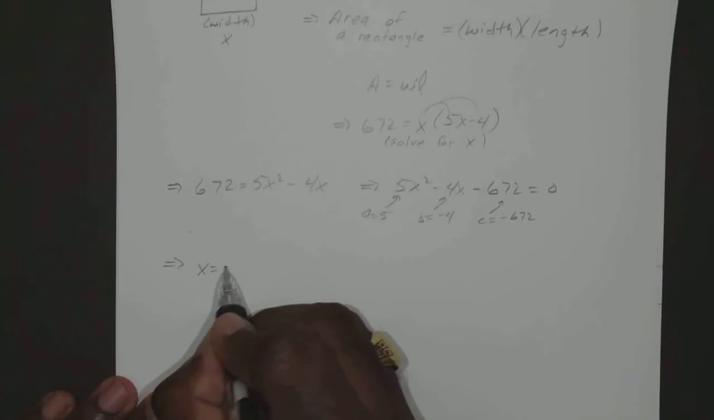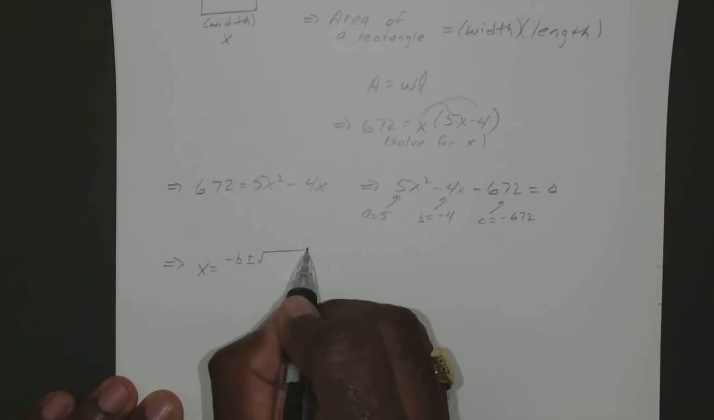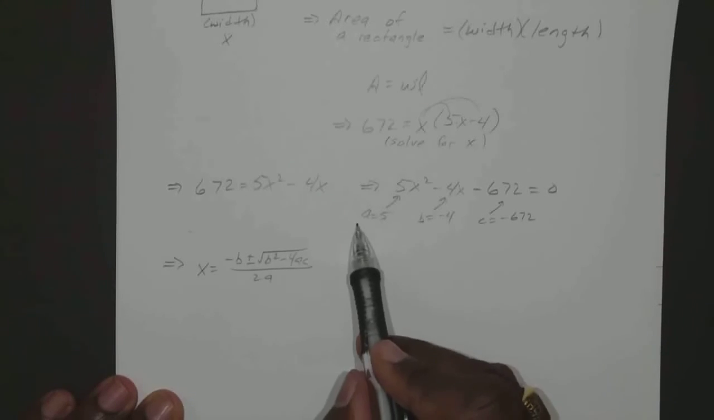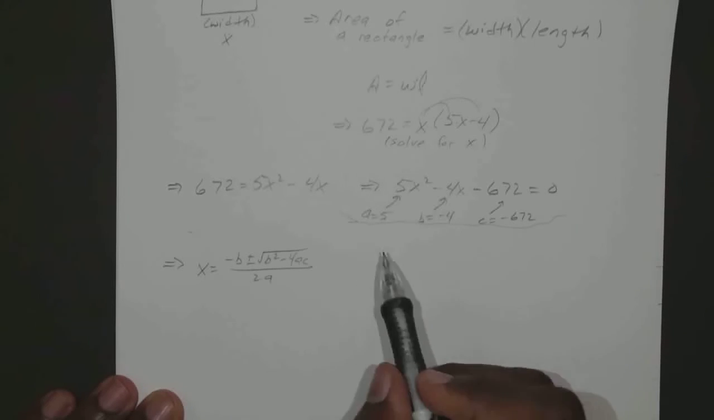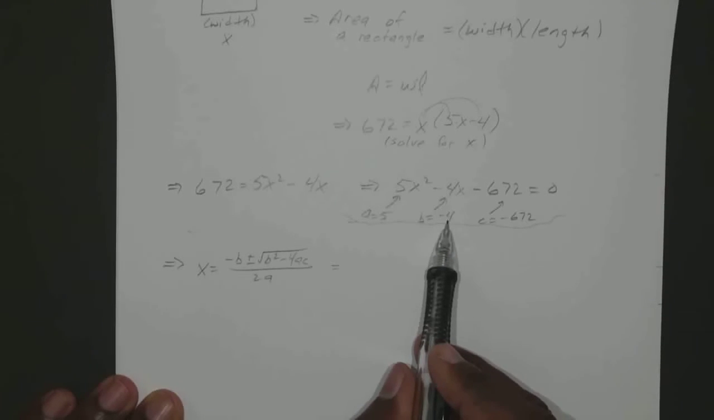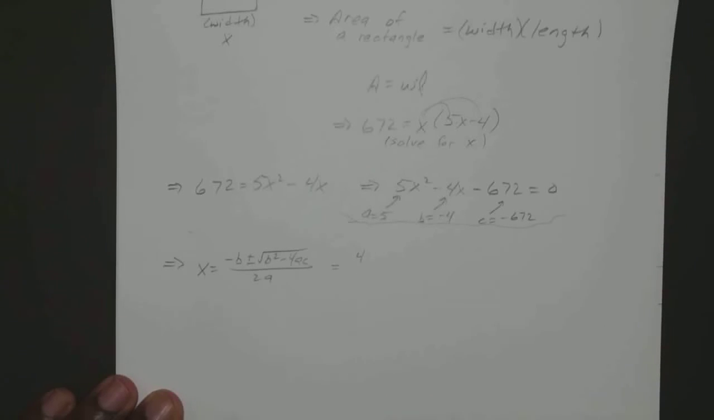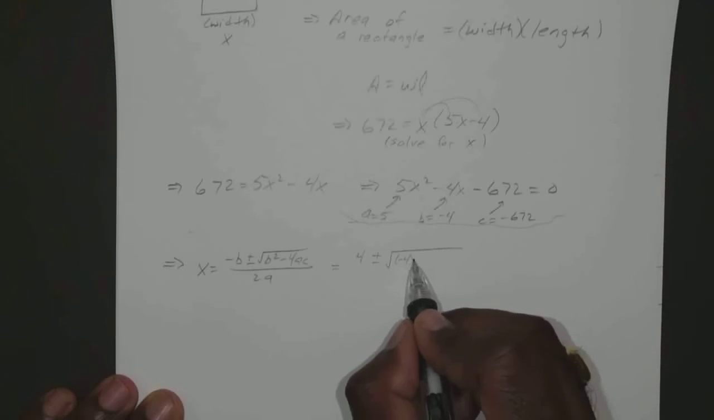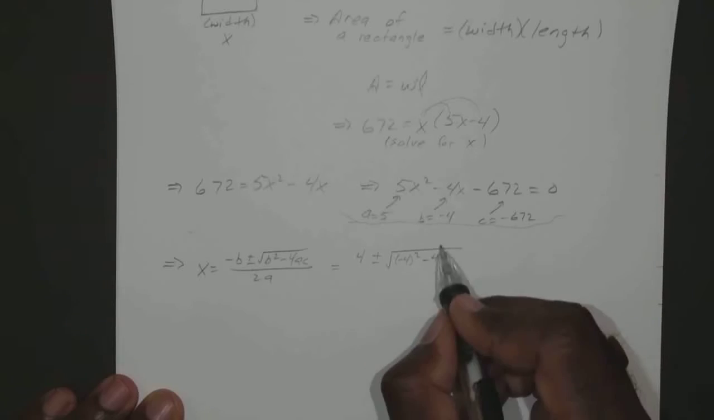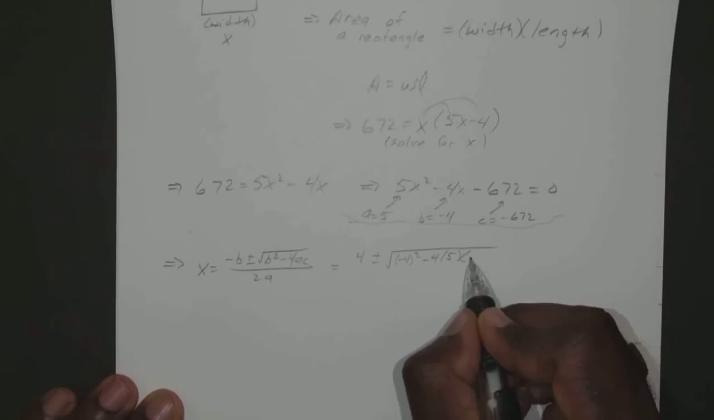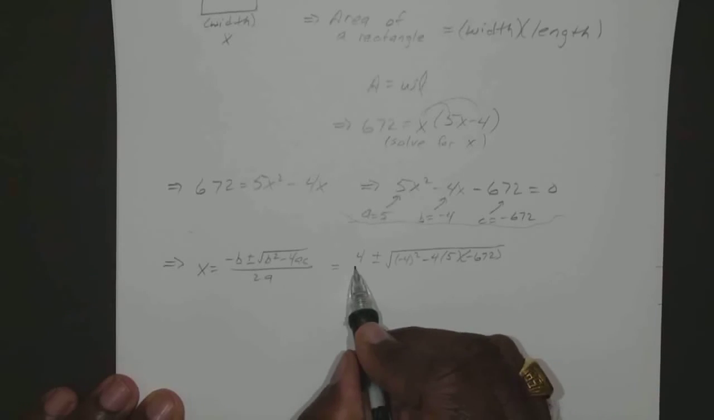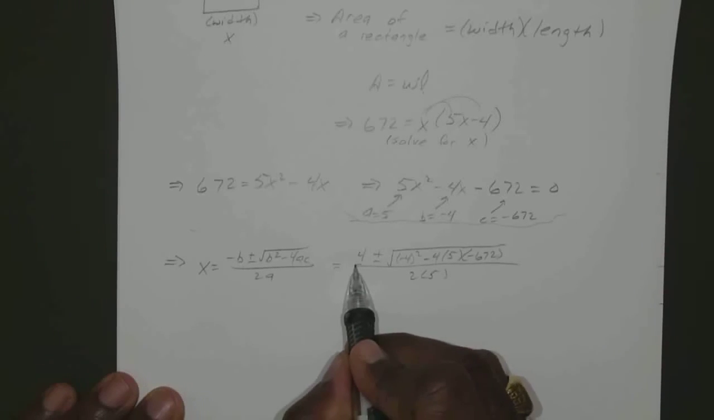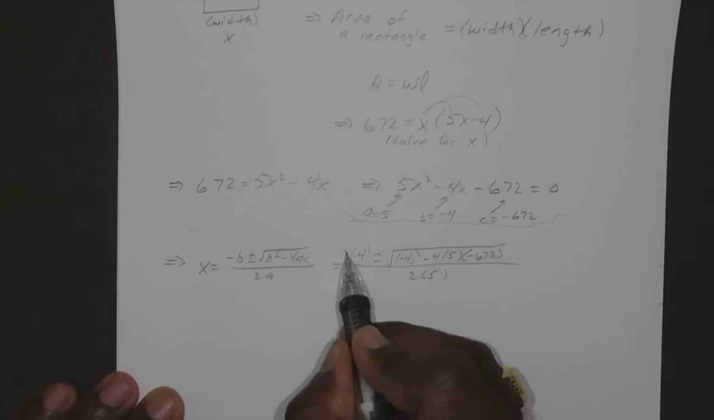Okay, so we know that x equals negative b plus or minus the square root of b squared minus 4ac, all over 2a. So that's equal, negative b is negative 4, that gives us positive 4, plus or minus the square root of negative 4 squared minus 4 times 5 times negative 672, all over 2 times a, which is 2 times 5.